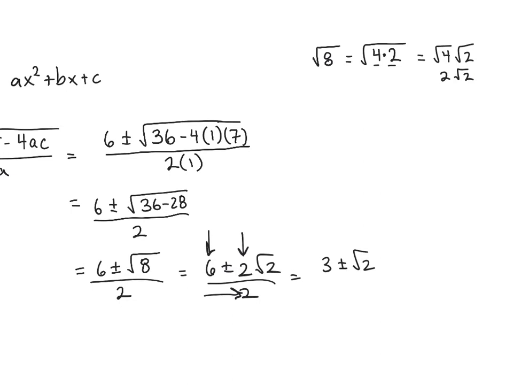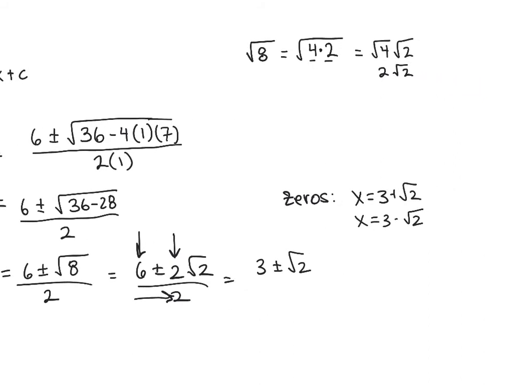So those are the zeros. The zeros are x equals 3 plus the square root of 2, and x equals 3 minus the square root of 2. Now the square root of 2 is approximately 1.4, so this is approximately 4.4, and then 3 minus the square root of 2 is 3 minus 1.4, or approximately 1.6.